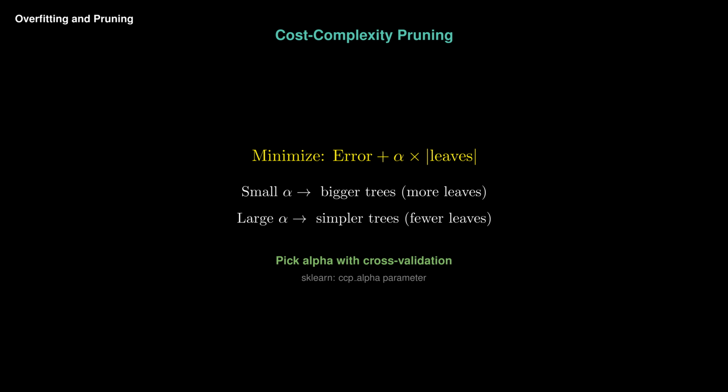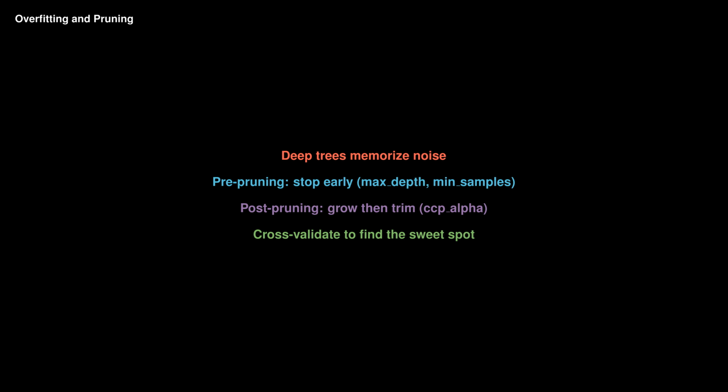To recap, unconstrained trees overfit by memorizing training data. You spot it when training accuracy is high, but test accuracy suffers. Pre-pruning stops growth early with depth and sample limits. Post-pruning grows first, then trims weak branches. Cost complexity pruning with cross-validated alpha is the gold standard. Next up, we will put all of this into practice with real code in sklearn.